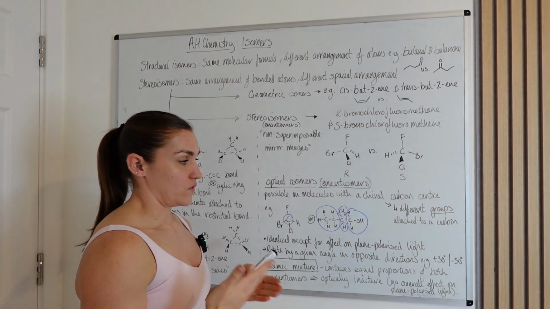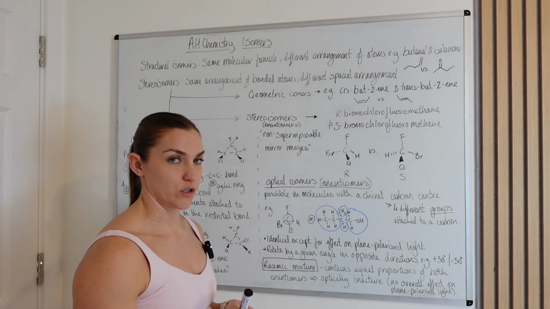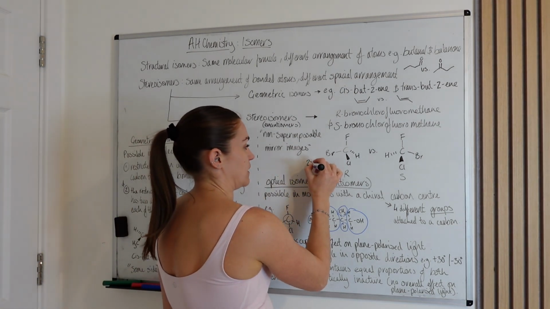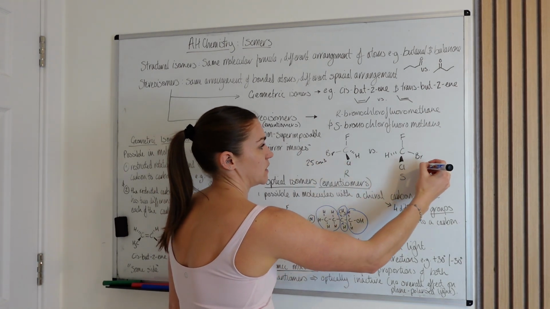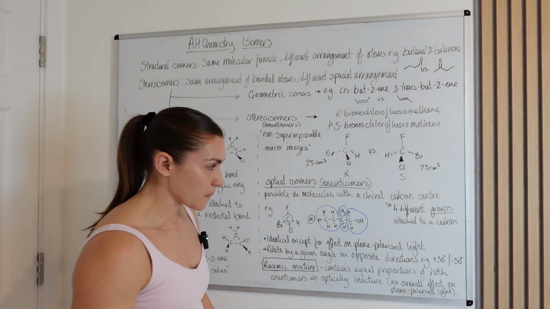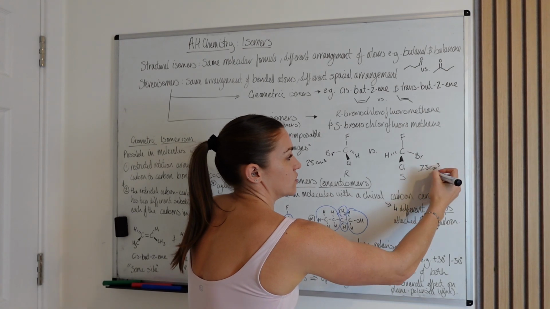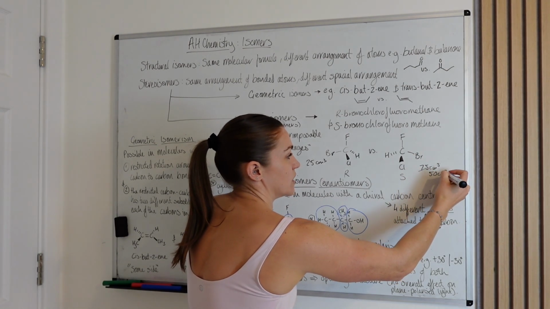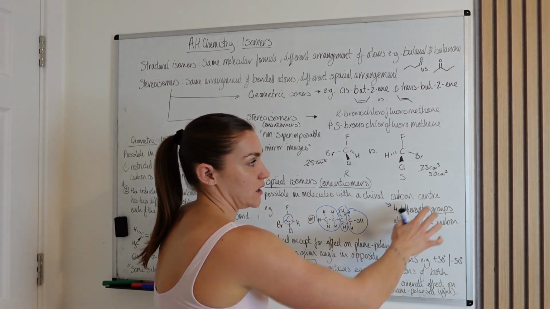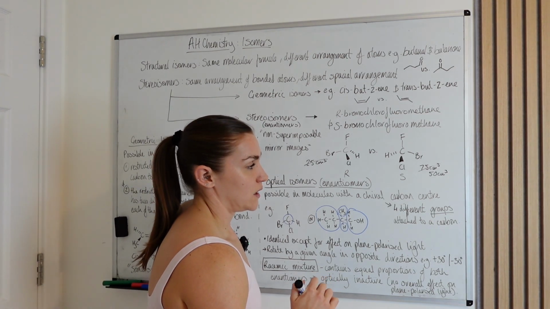If you don't have a 50-50 ratio, the polarization will depend on what you've got in excess of. So let's say we had 25 centimeters cubed of this one and 75 centimeters cubed of this one. And so basically whatever rotation is caused by 50 centimeters cubed of this is going to be the rotation you see on the light, because that's what you've got in excess. You've got 50 centimeters cubed more of this than of this one.